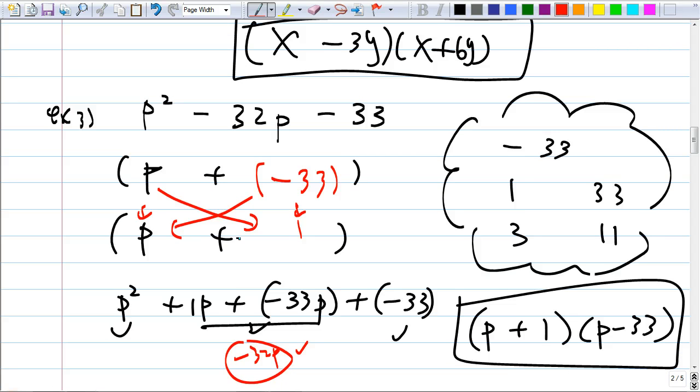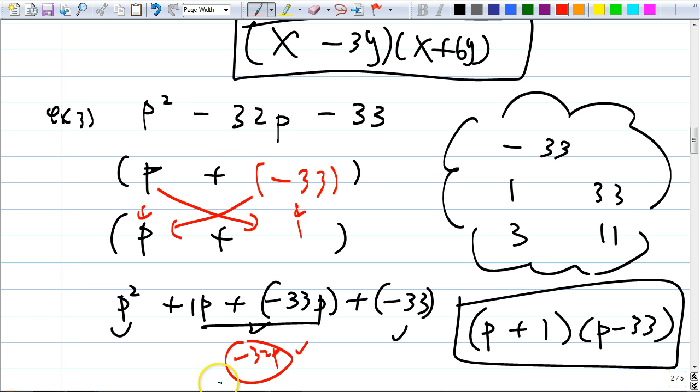Does that make sense? Okay, now, what sort of mistake do you think people make on these types of questions? I see this a lot. Yeah, 1, 2 people see it. They choose the right numbers. Madeline, what do you think? Yeah, they put the negative on the wrong one. Instead of negative 33 and 1, they put positive 33 and negative 1. That would not give you negative 32p, would it?